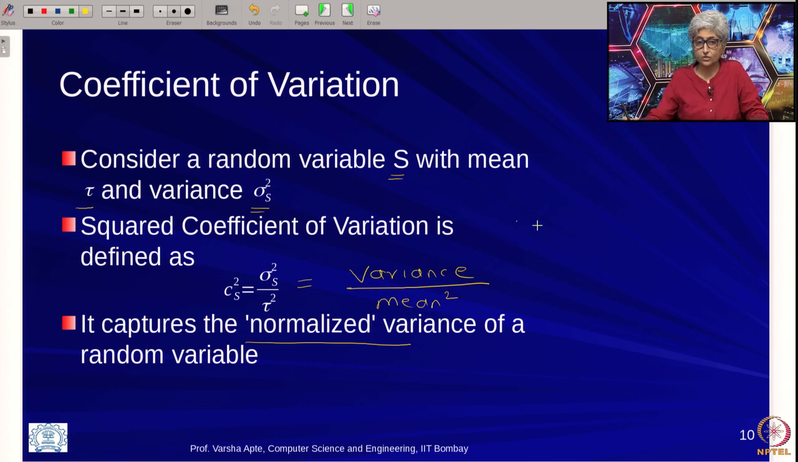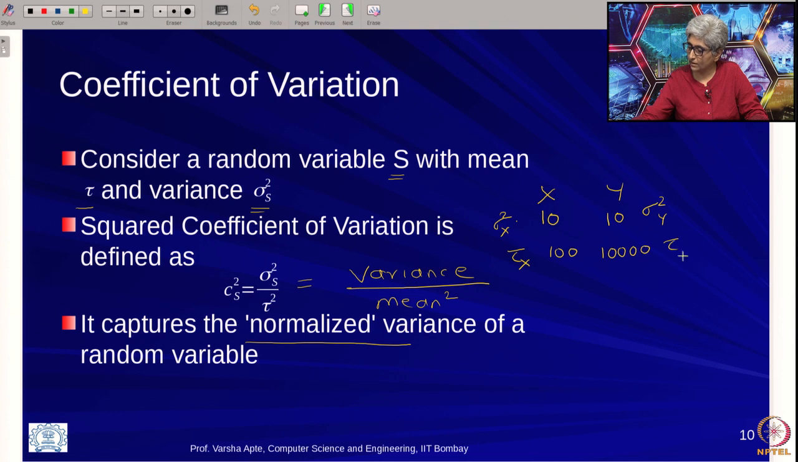Okay. Assume there is a random variable x whose variance, sigma squared x, is given by 10, and let us suppose its mean, tau sub x, is 100. Okay. Now, assume there is a random variable y whose variance, sigma squared y, is again 10, the same variance, but suppose the mean of this is around 10,000.